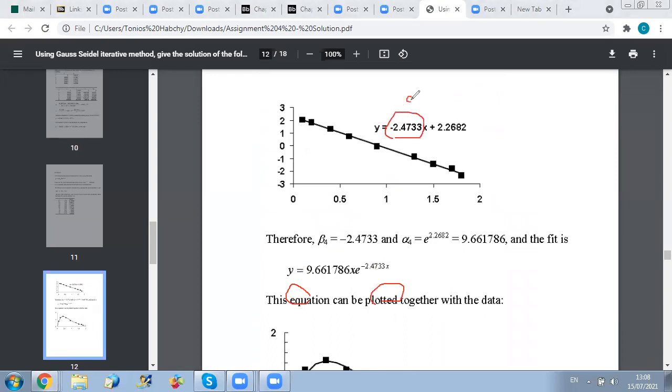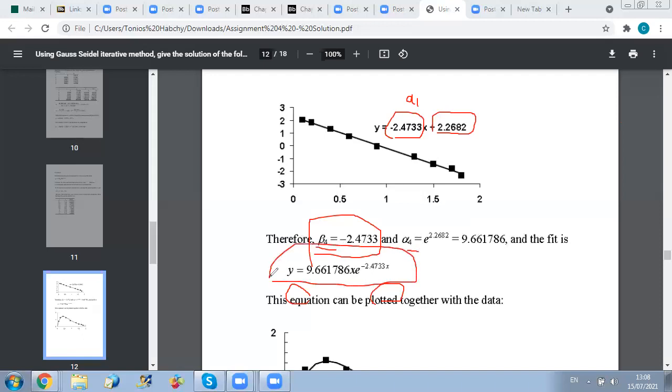And we said already that A1 is equal to beta 4. So beta 4 is equal to minus 2.4733. And alpha 4 is exponential of A0, so it's exponential of 2.2682. And now once I have beta 4 and alpha 4, I know the exact form of my function.